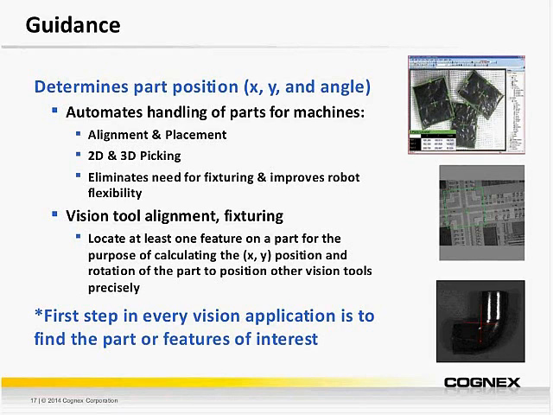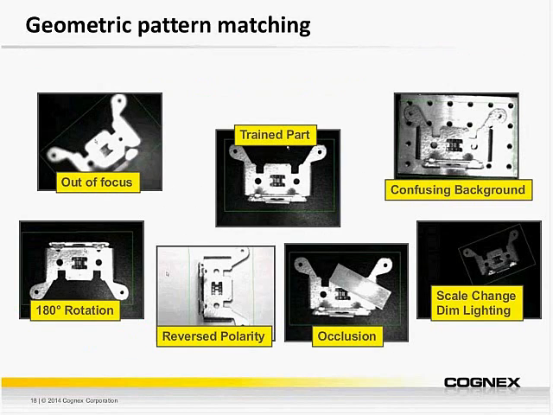Another very powerful feature of machine vision is called tool fixturing. This is where the vision system is able to locate at least one feature on a part for the purpose of calculating the XY position and rotation of the part, and then use that location information to position the other vision tools precisely on the part within the image.